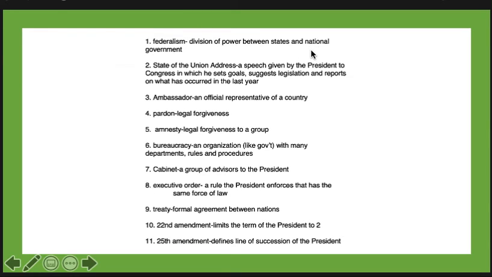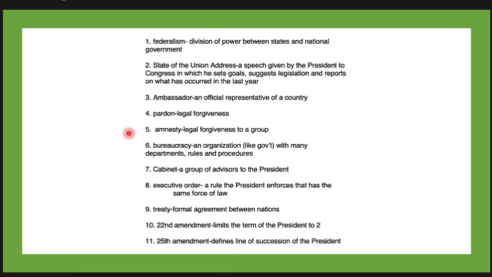State of the Union address is something you should be familiar with. It's just a speech that the president gives yearly. Typically, it's not required, but typically he gives it to both houses of Congress, in which the president can do a variety of things like set goals, suggest legislation, and just basically give a report of the state of our nation, how things are going. The president has the ability to appoint ambassadors. So an ambassador is just an official representative of our country to another country.